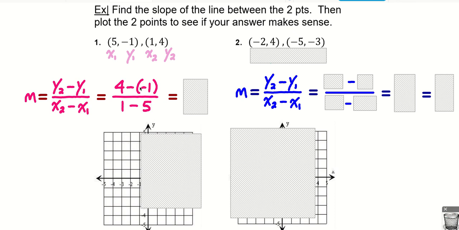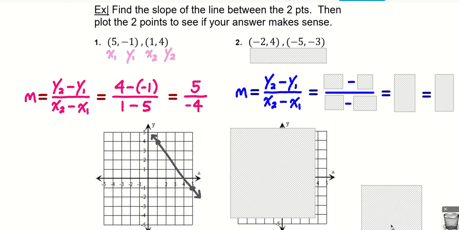And now you just run with this. 4 minus a -1 ends up being 5. And then 1 minus 5 ends up being -4. So what can we do with 5 over -4? Does that reduce at all? No. So the overall slope is going to be -5/4. The overall slope is going to be negative here, and you're going to see that if you actually plot these points, 5, -1, and 1, 4.